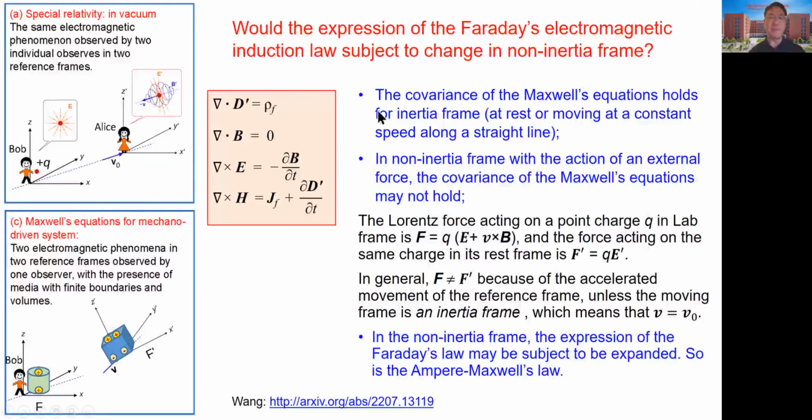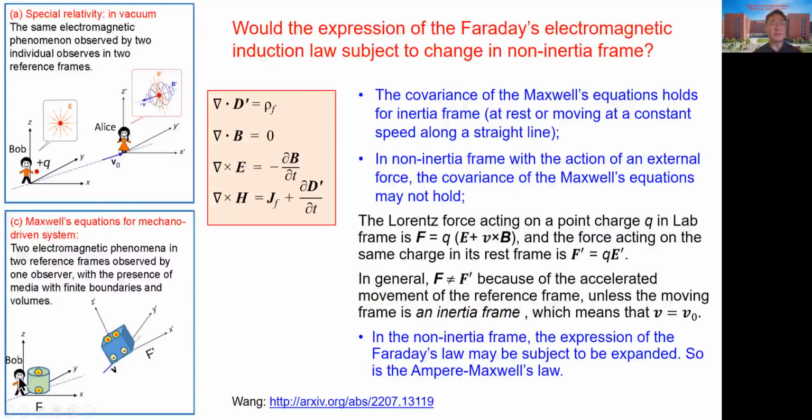Okay. Now, in special relativity, you have a point charge, you have a Coulomb field in this one. This is what Bob sees. If Alice is moving at a constant velocity along a straight line, what she sees is this, electric and magnetic fields here. So the same phenomenon is observed by two observers. And these two observers have no relationship. That means no interaction. That's what special relativity is about.